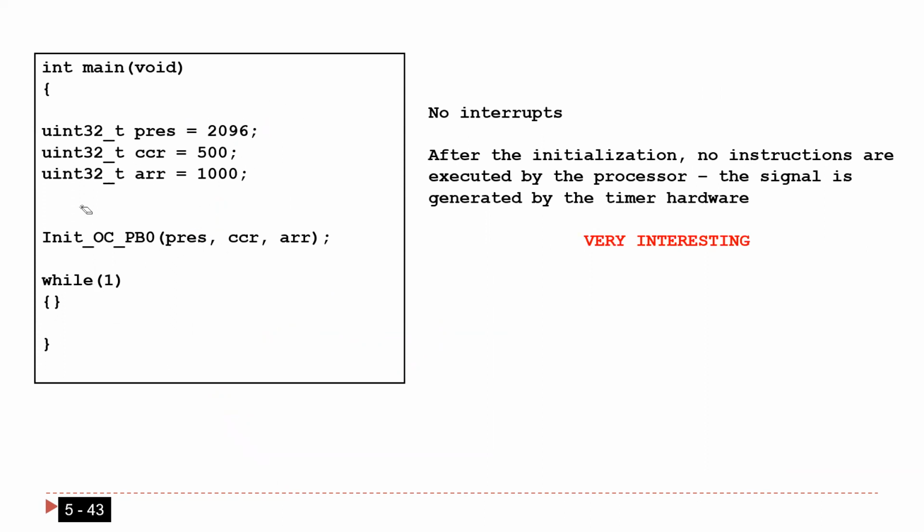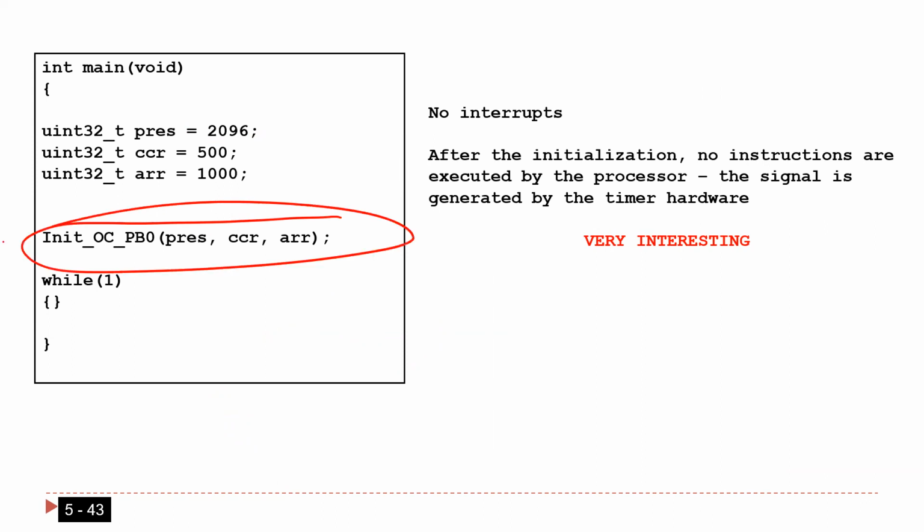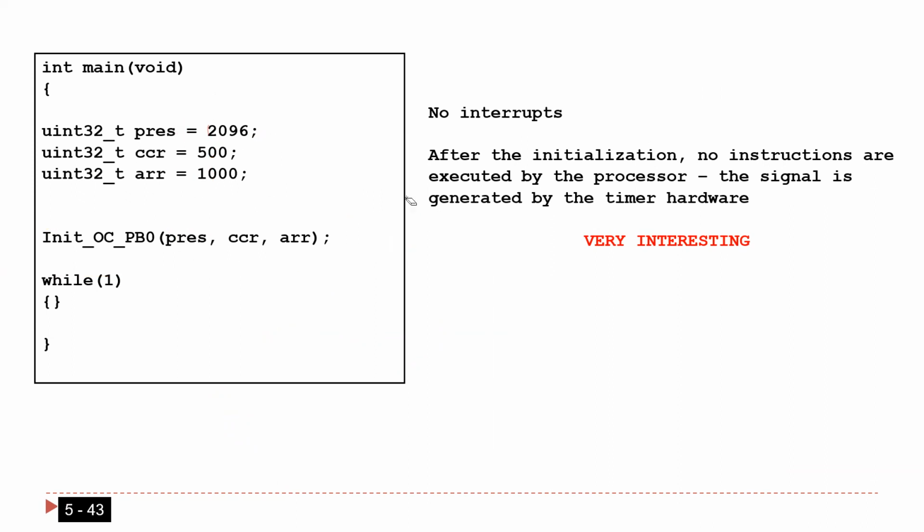In the main program, all I'm going to do is call this function and send these values here. When you go home, you can just play with these numbers. Again, I selected this value so that every count is going to become 1 millisecond. And this is ARR, okay? And this one is CCR.